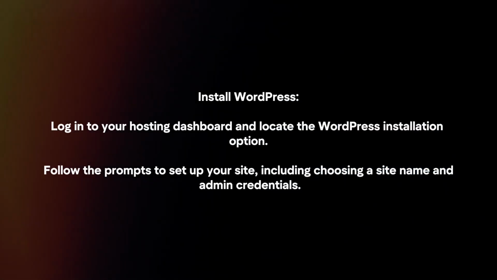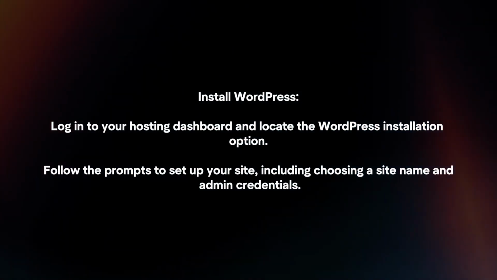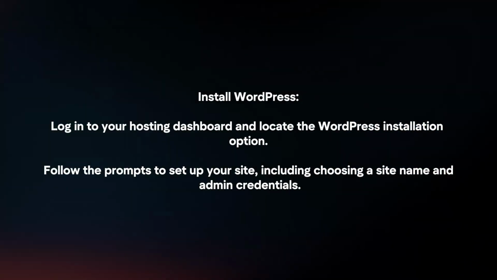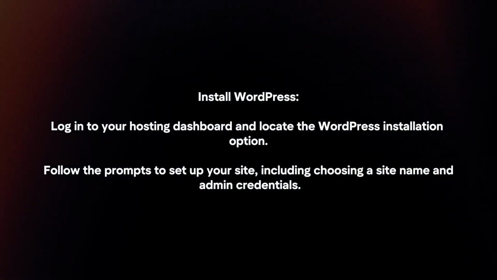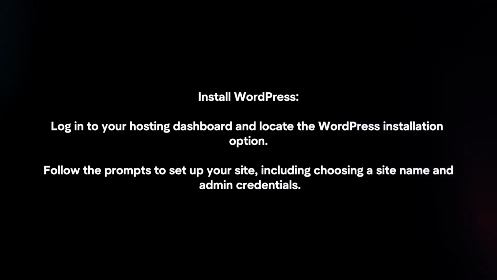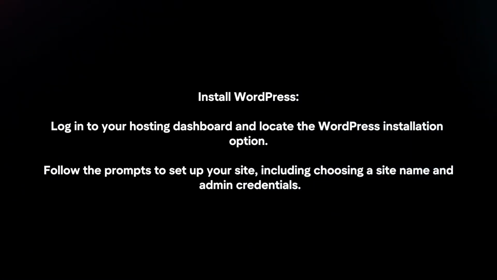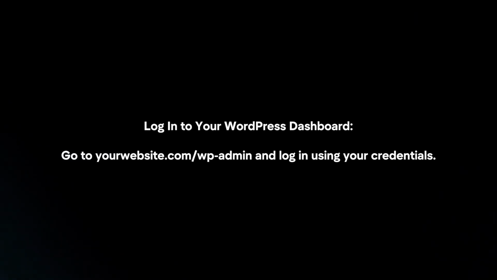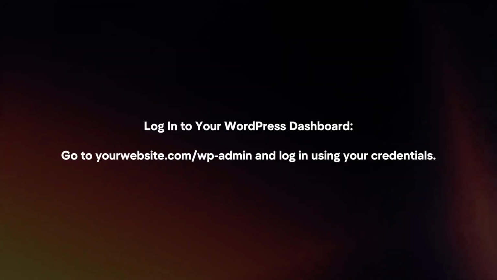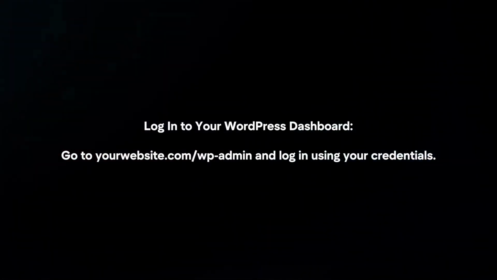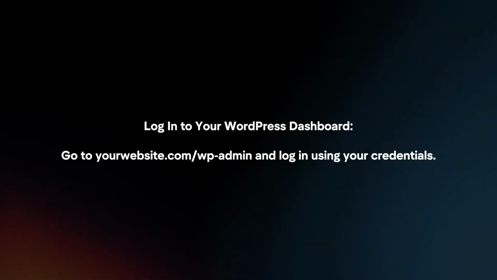Install WordPress. Log into your hosting dashboard and locate the WordPress installation option. Follow the prompts to set up your site, including choosing a site name and admin credentials. Install the Astra theme. Log into your WordPress dashboard. Go to yourwebsite.com/wp-admin and log in using your credentials.